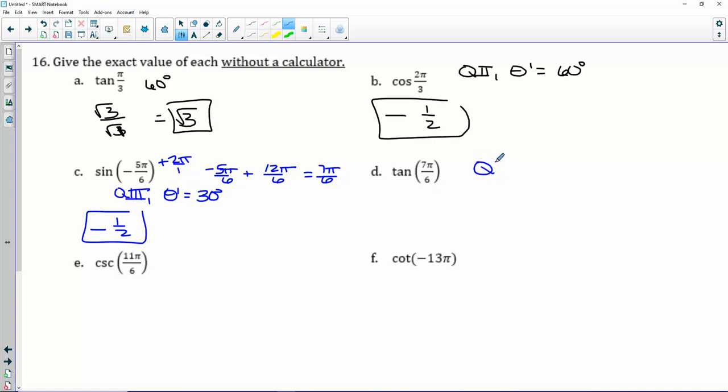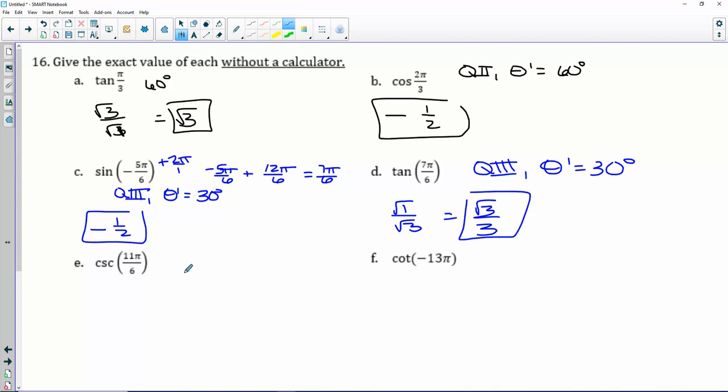7 pi over 6 is quadrant 3 because the top is 1 higher. Reference angle pi over 6 is always 30. In the third quadrant, tangent is positive. Tangent of 30, radical 1 over radical 3, which gives you radical 3 over 3. 11 pi over 6.